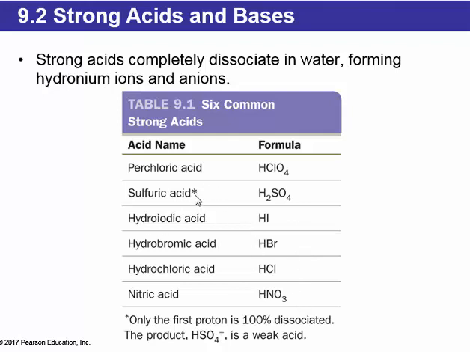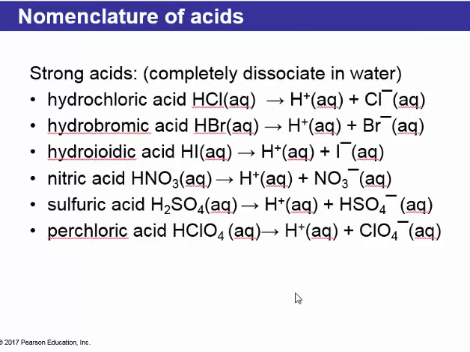And the little asterisk here symbolizes that only the first proton in sulfuric acid is 100% dissociated. So remember, when we use the term dissociation, it means that the species breaks apart into ions. So on this slide we have the dissociation equations for these 6 acids.